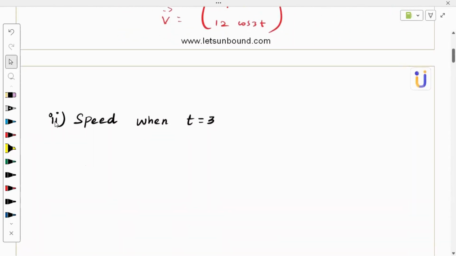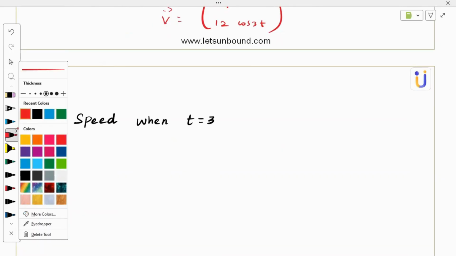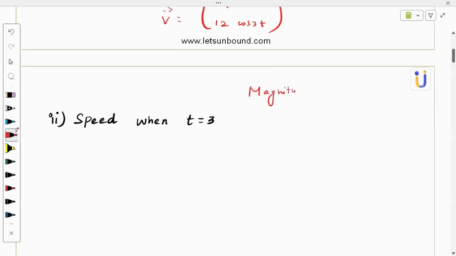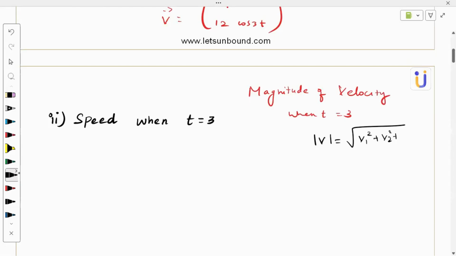Now find the speed when t is 3. What is speed? Speed is just the magnitude of the velocity, so the magnitude of velocity when t equals 3. How to find the magnitude? This is also available in our formula booklet. The modulus of a vector is the square root of v1 squared plus v2 squared plus v3 squared if you have 3D, but here we are dealing with 2D vectors.